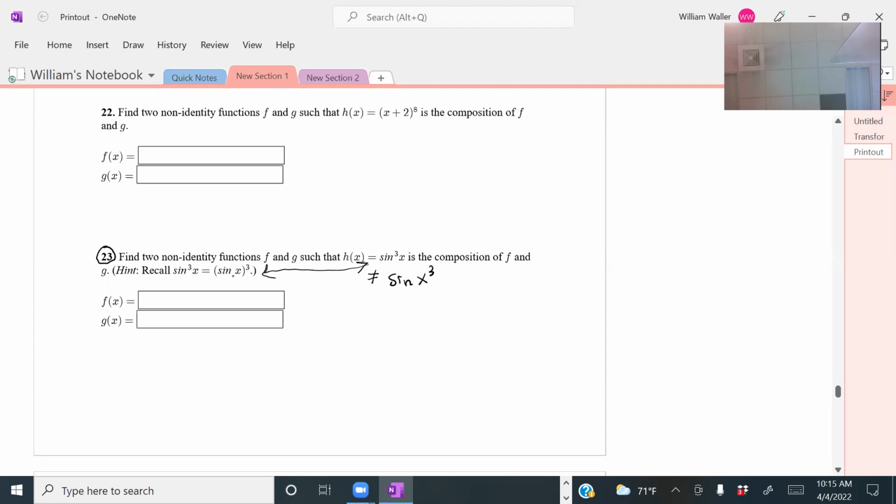All right, so now that we can see what sine cubed of x really means, it's the sine of x, and then we raise all of that to the third power. That gives us an idea of what our two functions should be here. Fernando, do you have any suggestions for what two functions we can use so that when we compose them, we get this result? What are the two key things that are happening in this formula?